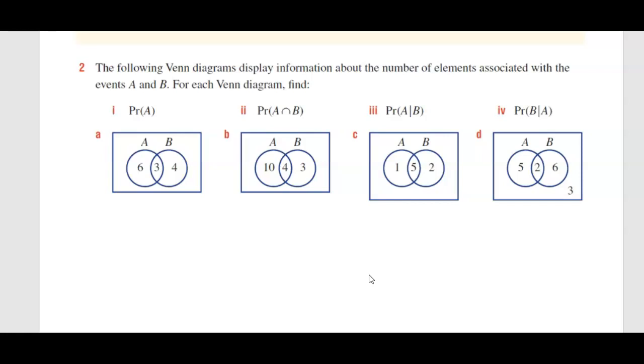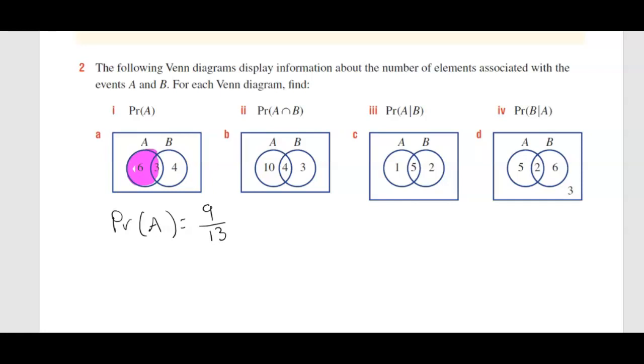All right, so the following Venn diagrams display information about the number of elements associated with the events A and B. For each Venn diagram, find the probability of A. I might just get a highlighter here and we can erase it each time. Remember, the probability of A is the whole circle, so we're including the 6 and the 3. So the probability of A is going to be 6 plus 3, which is 9, over your total. We've got 6 plus 3 is 9, plus 4 is 13.